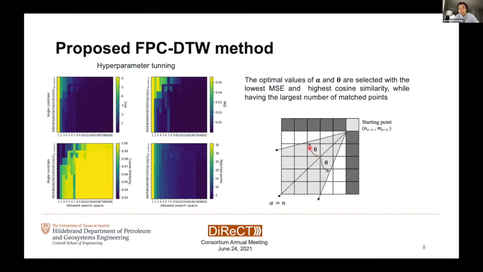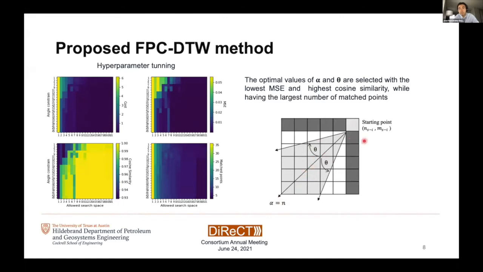In this case, theta is basically an amplitude angle, so it restrains our search space at each iteration. And alpha tells us the size of our search space. So if we have our starting point at this location, the allowed search area in which we can find the next point of the warping path is delimited to only the gray area inside this region defined by alpha and theta.